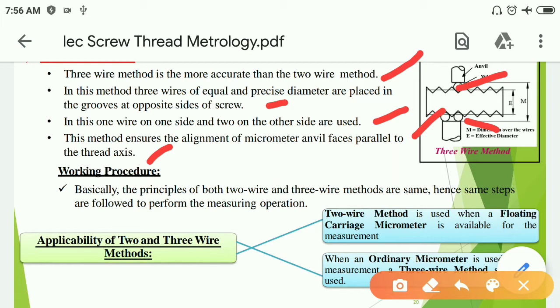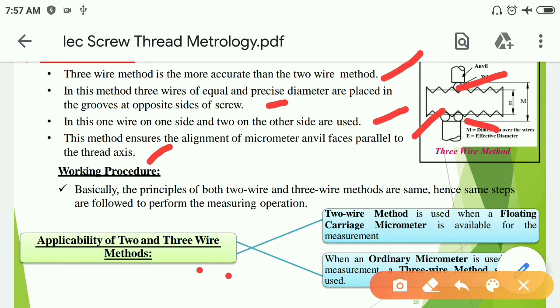Now, the working procedure. Basically, the principle of both two wire and three wire methods is the same. Hence, the same setup is followed to perform the measuring operations.